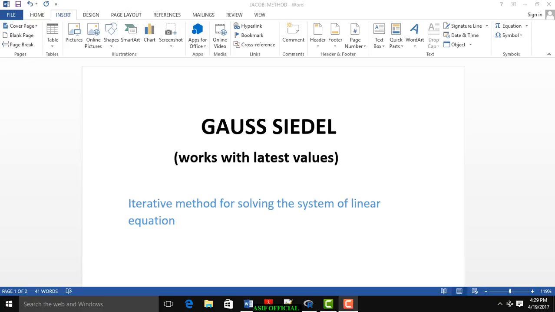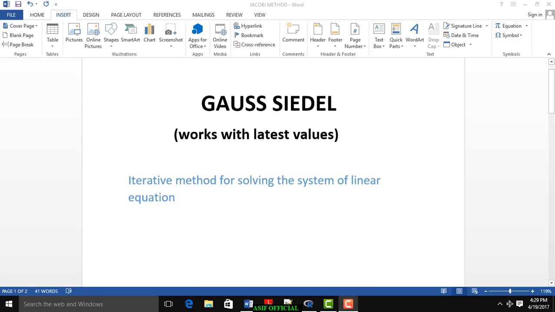Hello friends, today we are going to learn about the Gauss-Seidel method. As we already know, the Gauss-Seidel method works with the latest value, contrary to the Jacobi method, which worked with the previous values. It is an iterative method for solving a system of linear equations.